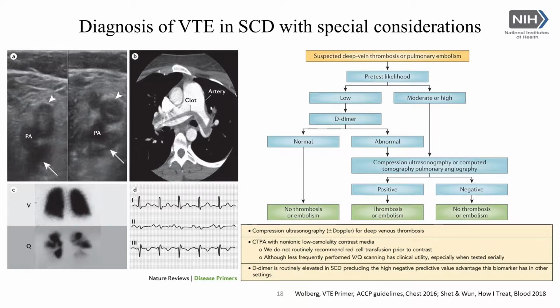The main things that I would point out to you is that CTPA is relatively safe in sickle cell disease patients because of the use of non-ionic low osmolarity contrast. And we typically do not use a D-dimer as a screening test for patients with sickle cell disease because they already have elevated D-dimers, and that's not terribly helpful. So we talked a little bit about diagnosis. We're going to talk a little bit about treatment.